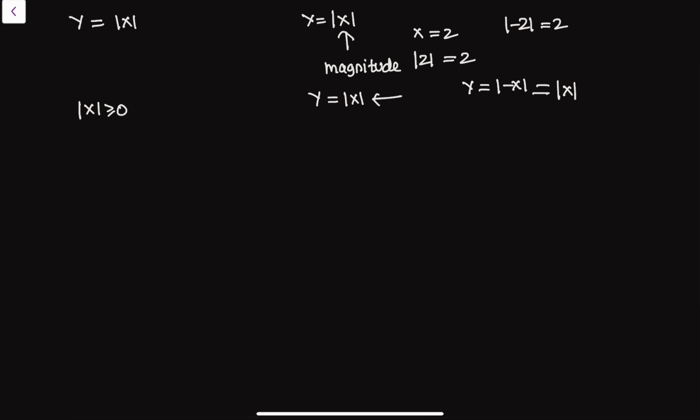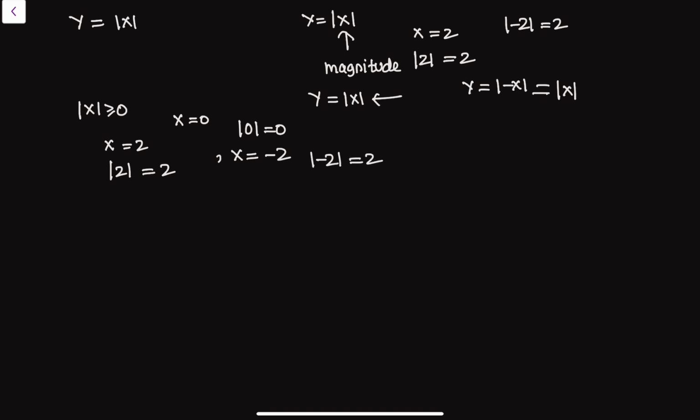For example, if you take x is equal to 0, you get mod of 0 is equal to 0. If you take x is equal to 2, mod of 2 is equal to 2. If you find the value of mod of x at x is equal to minus 2, you get mod of minus 2, which is 2.